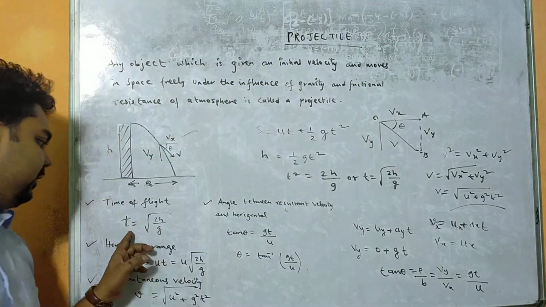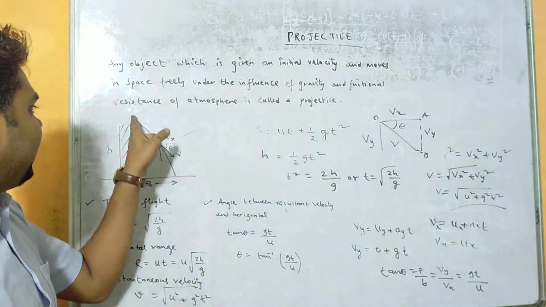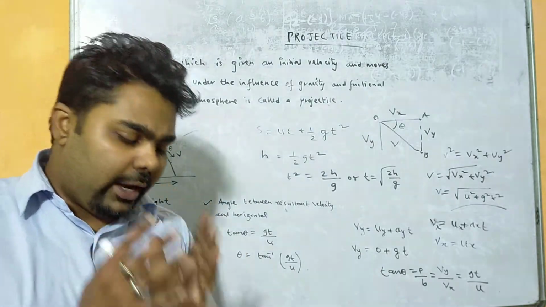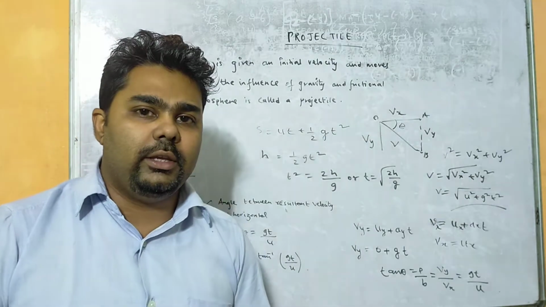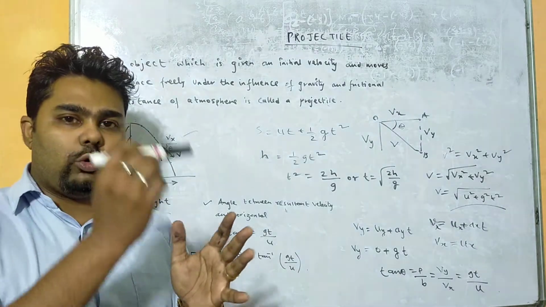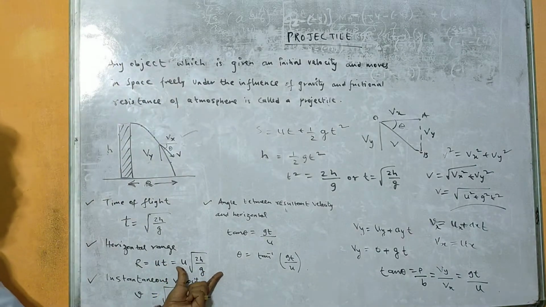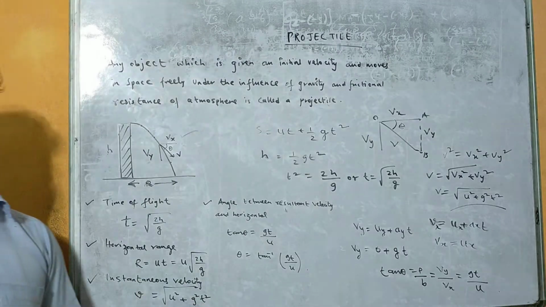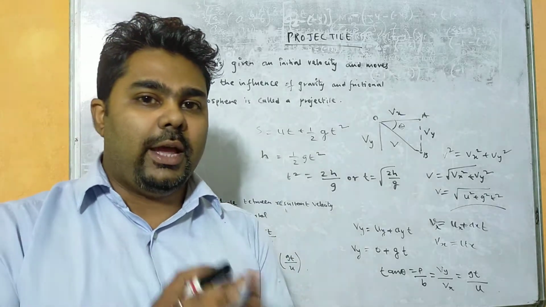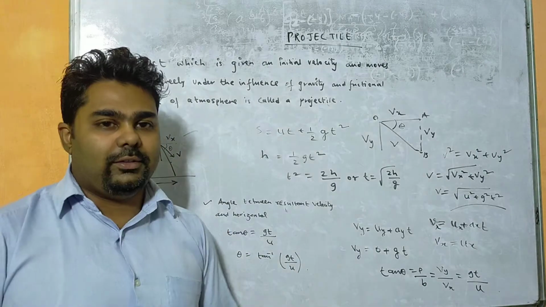So the first formula is t equals to root under 2h by g, that is the time of flight, or you can say time of descent, meaning the time taken by an object to strike the ground, or the time for which the object is in air before striking the ground. Horizontal range, the distance covered by the object thrown with some initial velocity, is given by ut, that is u root under 2h by g. And this is the velocity with which it strikes the ground. It is also called the instantaneous velocity, the velocity at that instant of time when it strikes the ground, and this is the angle at which it strikes the ground, right?